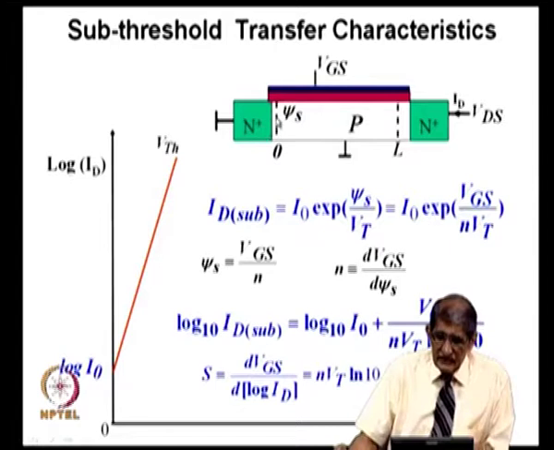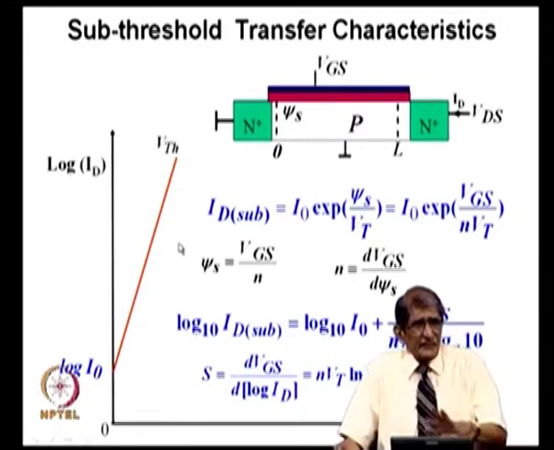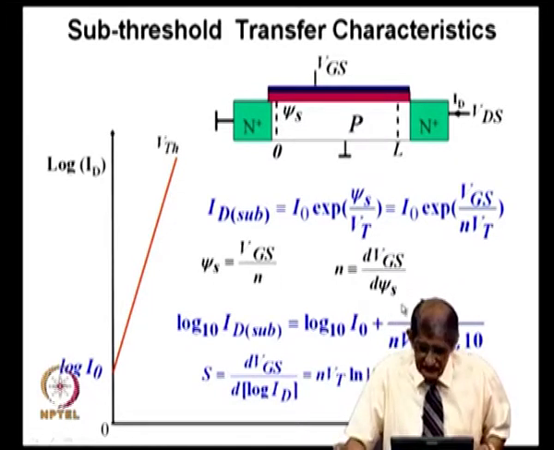So, if it is equal to 1, whatever VGS is there goes to psi s. Thinner the oxide, more voltage will go to this junction. So, thinner the oxide, n will be closer to 1. That is the meaning of that. So, psi s, I am writing it as VGS by n. What is n? n is delta VGS by d psi s from here. I just assumed some factor, I do not know what it is right now, we will see what it is.